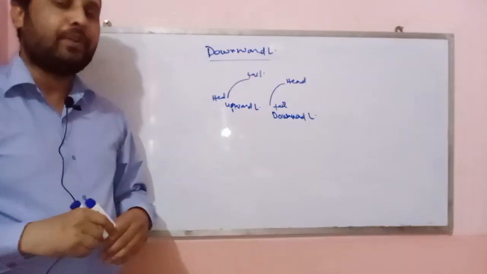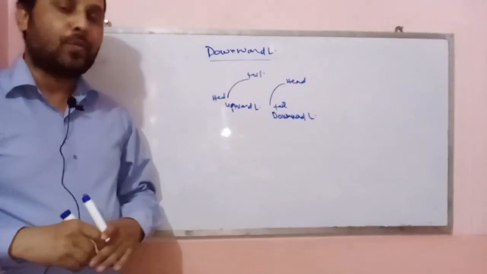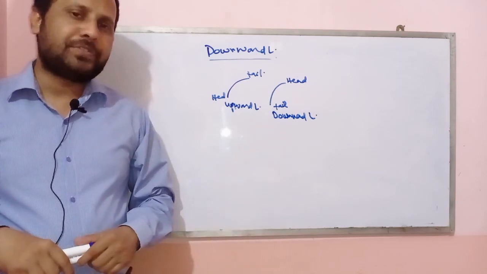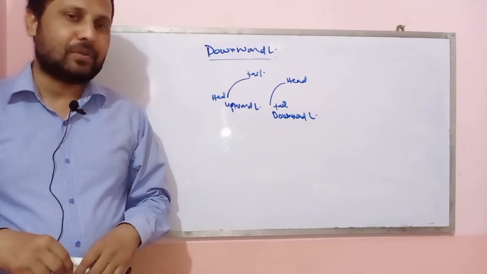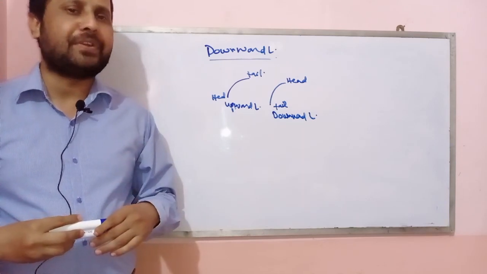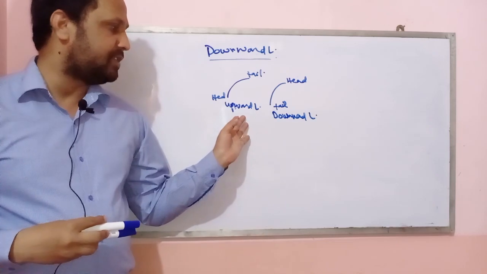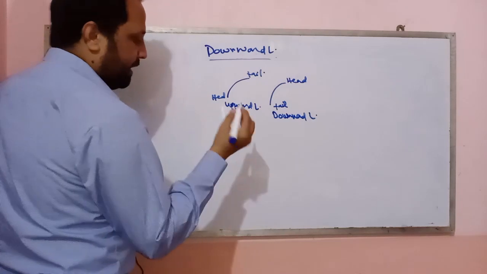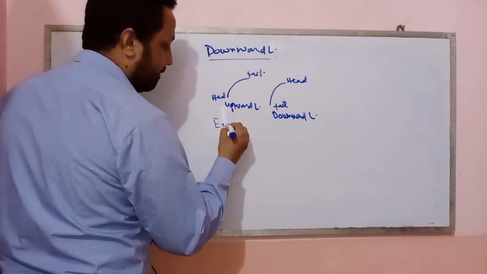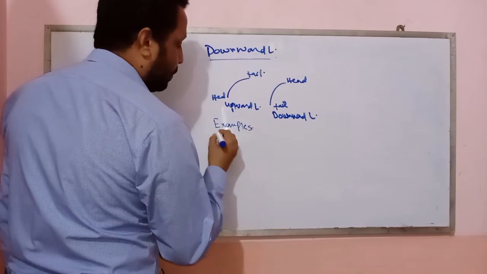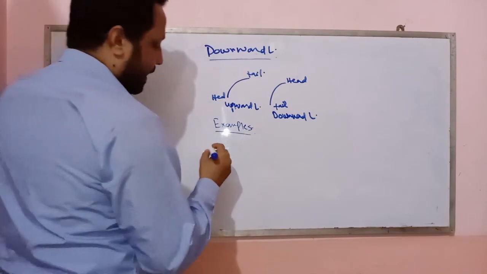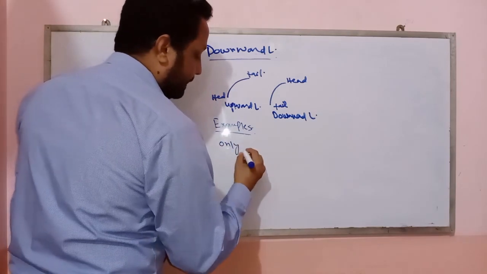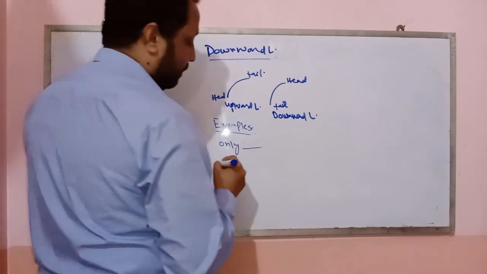Now I would like to give some examples of the downward L. Keep in mind that we use the downward L just for the sake of convenience, because some consonants have such a symmetry that we cannot attach the upward L. If we have a word like only, we draw the outline of this word.